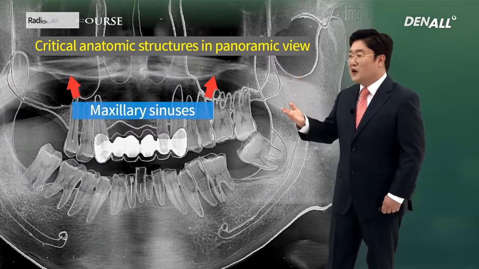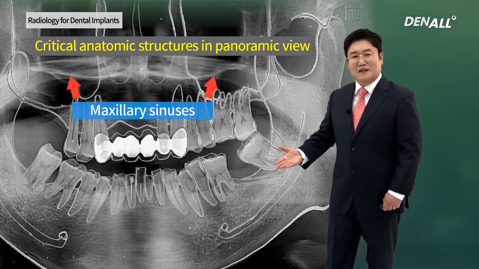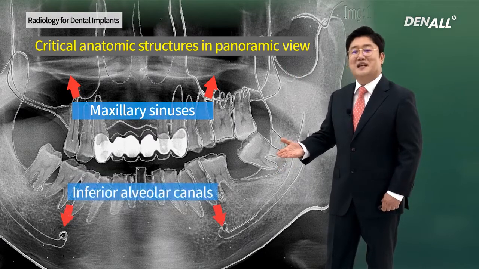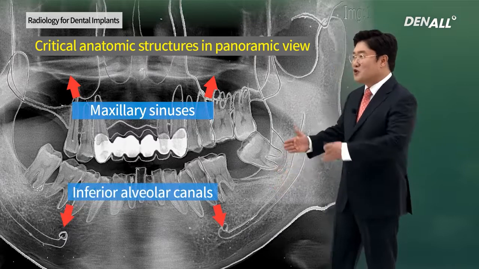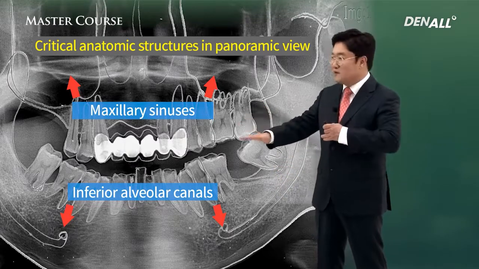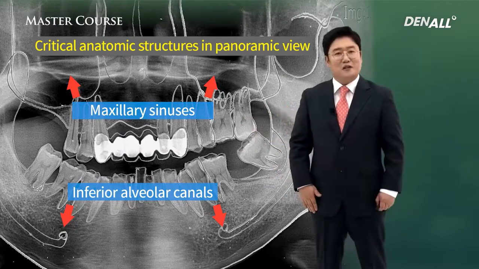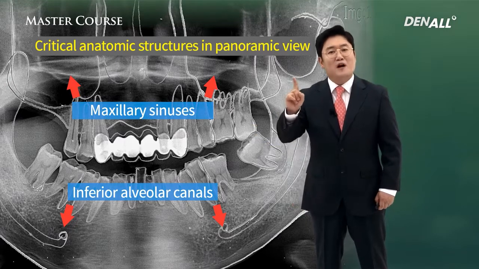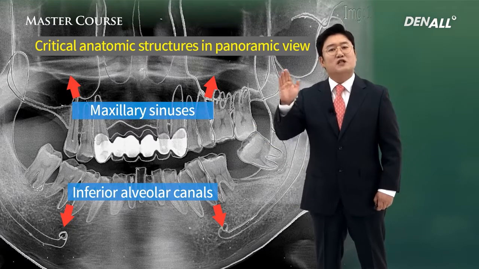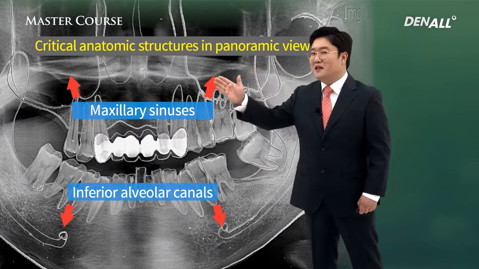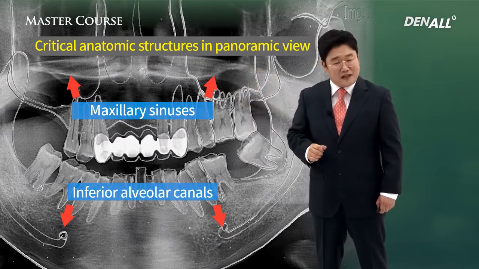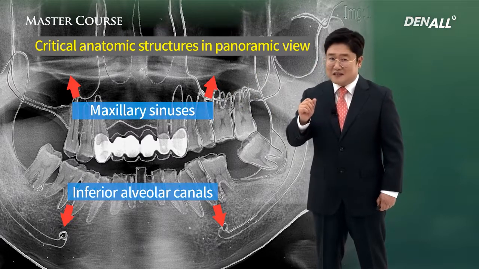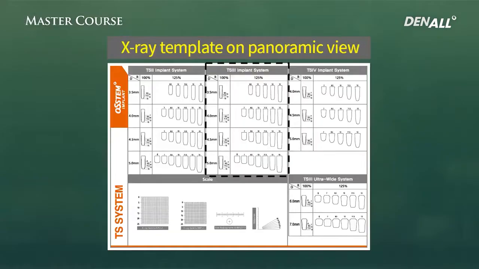And for lower jaw surgery, very important anatomic structure, inferior alveolar canals, location in relation to adjacent teeth, and height of defective bone were identified. Important anatomical structures were identified using the tracing. I hope you understand the purpose of using tracing.